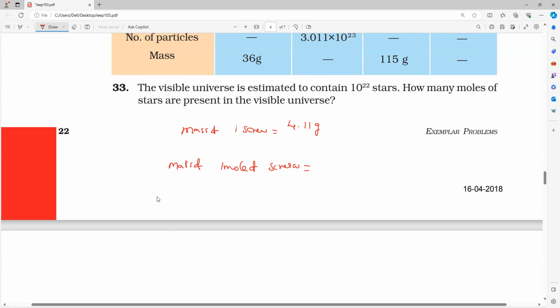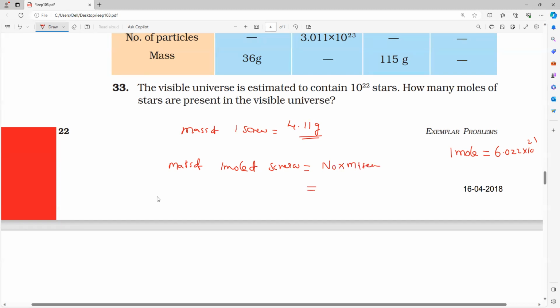So first you have to know the particle. Mass is given and they are asking the mass of that many particles. So 1 mole means how many particles? Avogadro number. So mass of 1 mole of screw is equal to Avogadro number into mass of 1 screw.